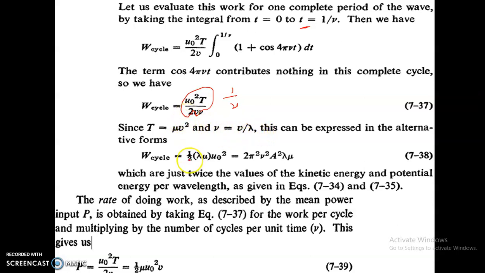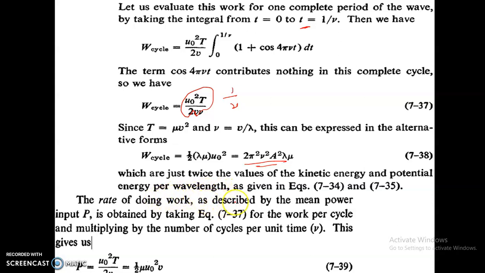This expression becomes 1 by 2 lambda mu u0 square, which I have evaluated several steps before as 2 pi square nu square a square lambda mu. By simply substituting u0 equal to 2 pi nu a, this work done is proportional to the square of the frequency, square of the amplitude, the wavelength and the linear density, which are just twice the values of the kinetic energy and potential energy per wavelength.